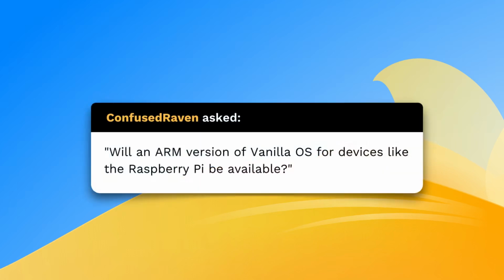Will an ARM version of VanillaOS for devices like the Raspberry Pi be available? This will take some time, but is planned for the future.